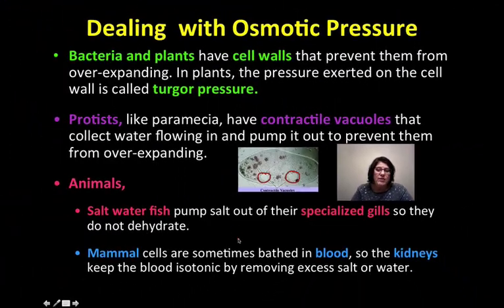Animals also have adaptations to allow them to deal with that. Saltwater fish have gills that work in a special way to deal with the salt from the salt water. And then mammals like ourselves, our blood needs to be kept isotonic to our cells, and our kidneys luckily are going to deal with that for us.